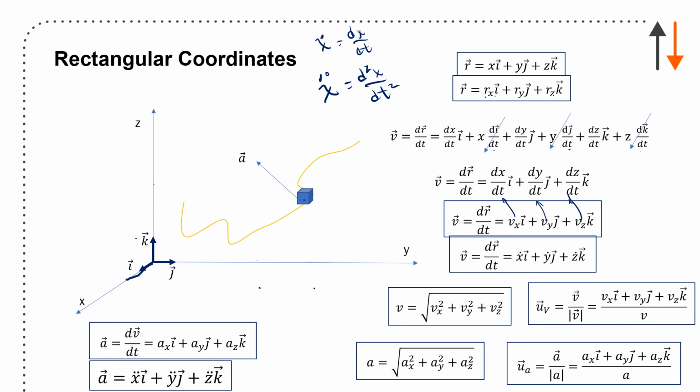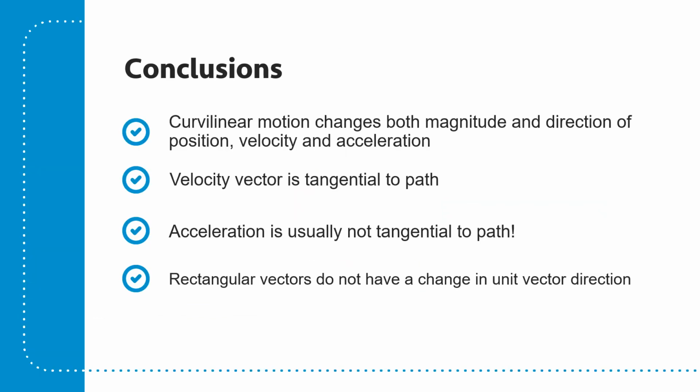Magnitude of acceleration is the square sum, square rooted, of the component terms. So curvilinear motion changes both magnitude and direction of position, velocity, and acceleration. The velocity vector is tangent to the path, and the most important thing, acceleration is usually not tangent to the path. Rectangular vectors do not have a change in unit vector direction, so they become easier to deal with than other coordinate systems, which probably is something that I'm sort of waving a big red flag as you kind of expect something will happen in the next lecture.